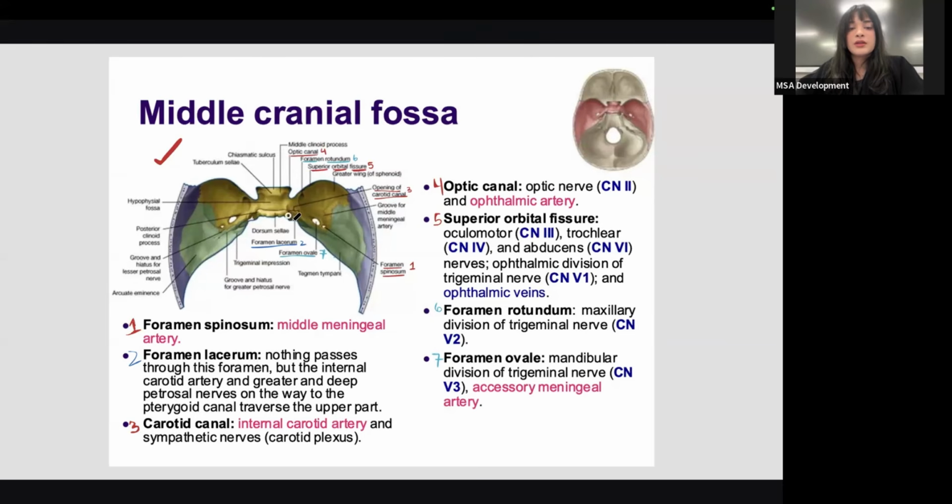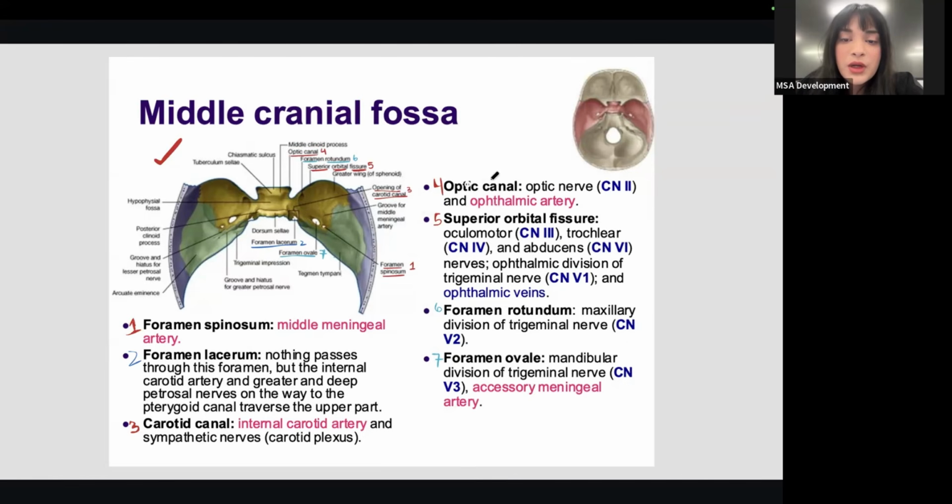Number two, foramen lacerum. This is number two over here. Very close to the body of the sphenoid. Nothing really passes through it. In adults, it's covered by cartilage usually. The carotid canal number three is here, so you can see it's quite next to the foramen lacerum. So this transmits the internal carotid artery and the sympathetic nerves.